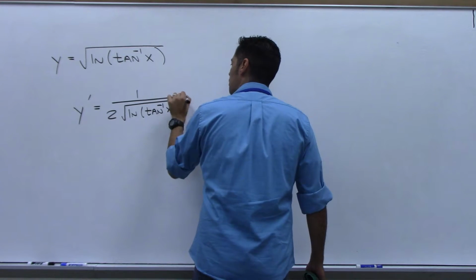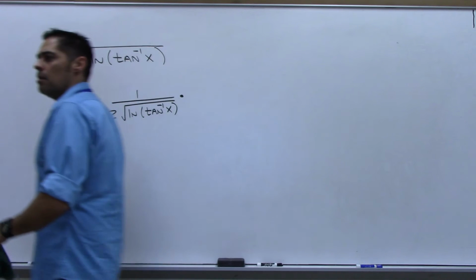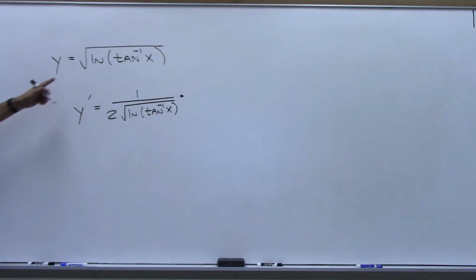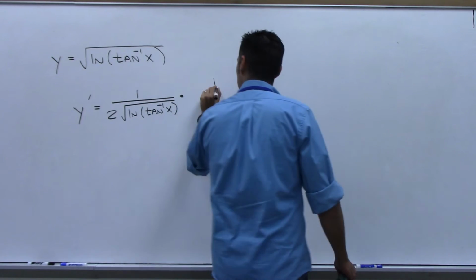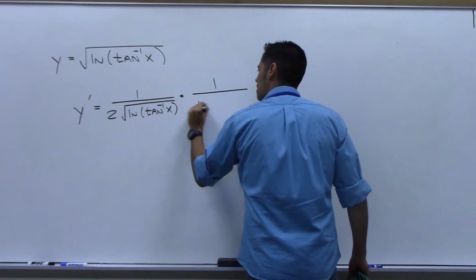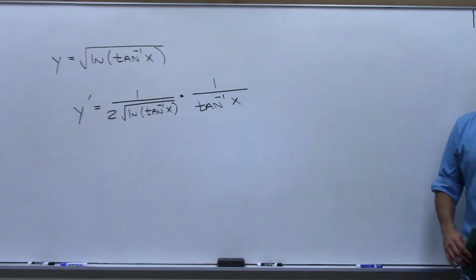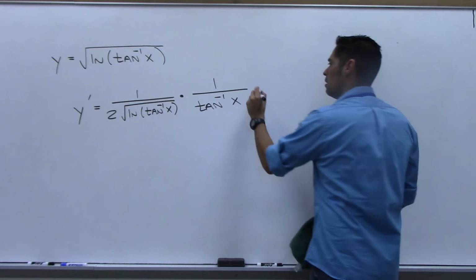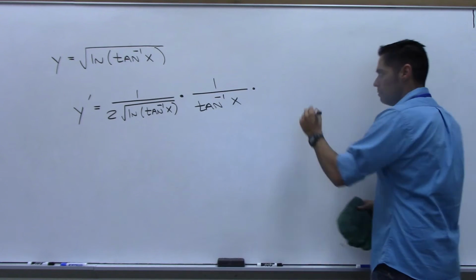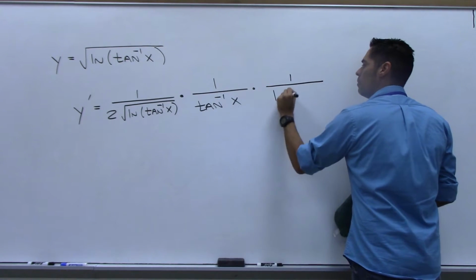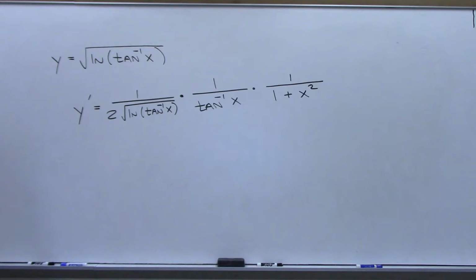All right, now chain rule, some multiplication. Now you move into the next function. We've taken care of the square root, so times the derivative of natural log of something, which is 1 over it. So 1 over arctan x. And then times again the derivative of arctan x, which is 1 over 1 plus x squared. You could also write x squared plus 1 on the bottom, which doesn't matter.